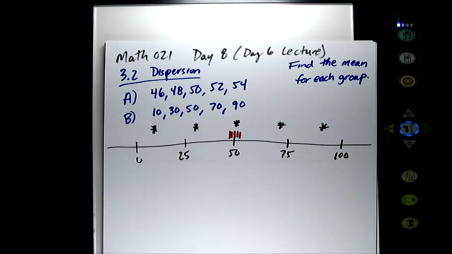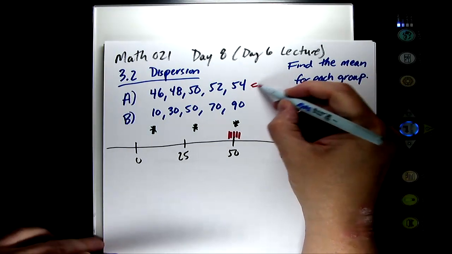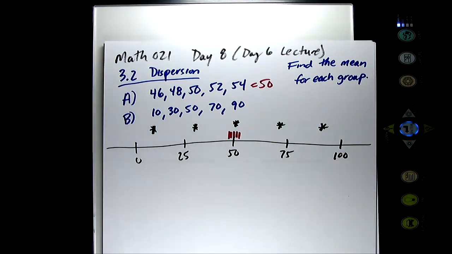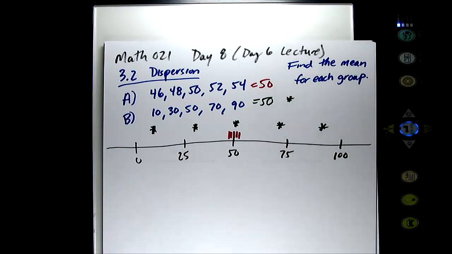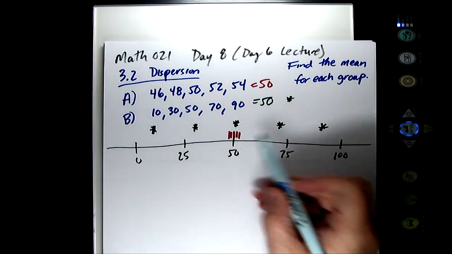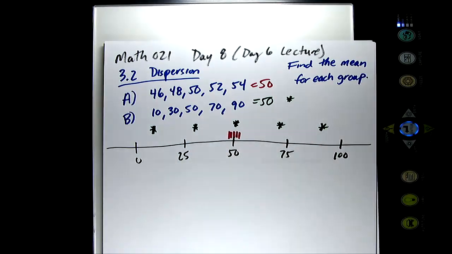What'd you guys get? 50 for both, right? A was 50. That's my red slashes on my number line right here. And B was also 50, and that's my green little asterisks down below. If we put them on a number line, the red ones are all really close to the 50. That's option A. Option B, they're really spread out. We got numbers almost 0, and we got a number close to 100.